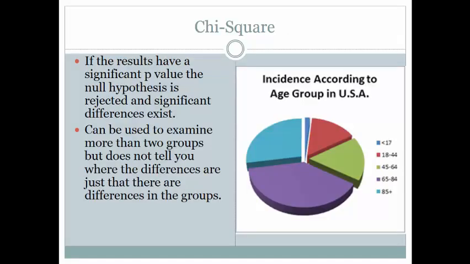The chi-square test, like all the others we're going to talk about, has an associated probability or p-value with its conclusion. If the p-value is less than alpha, it is significant, and you should reject the null hypothesis and report the significant differences do exist. That means we now have to go back and look at the variables themselves to see what those differences actually are. You can use the chi-square test to look at more than two groups, but remember, it doesn't tell you where the differences are, just that there are differences in the groups.